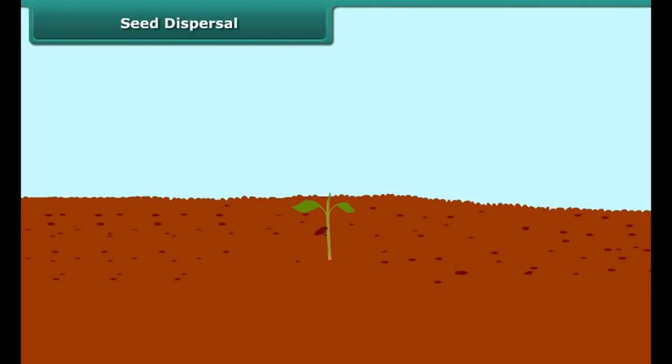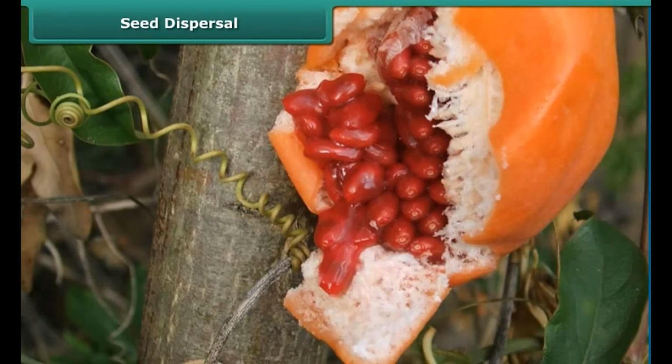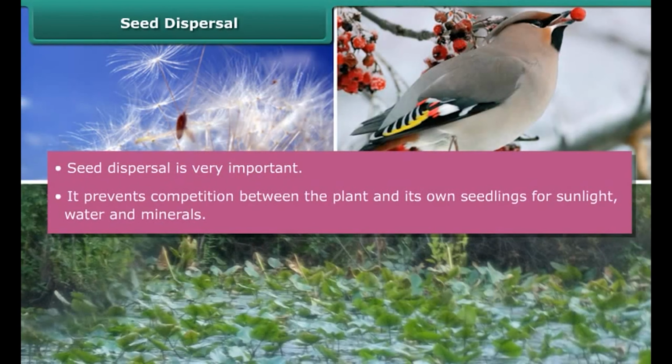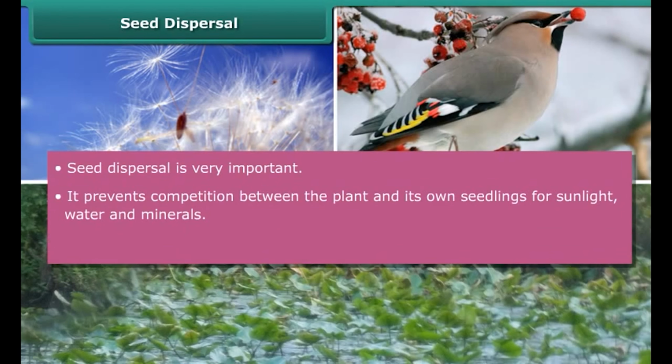When the seeds reach the soil, they germinate into a new plant. In fact, some seeds are also dispersed when the fruit bursts with sudden jerks. Seed dispersal is very important because it prevents competition between the plant and its own seedlings for sunlight, water, and minerals. It also enables the plants to explore their new habitats.